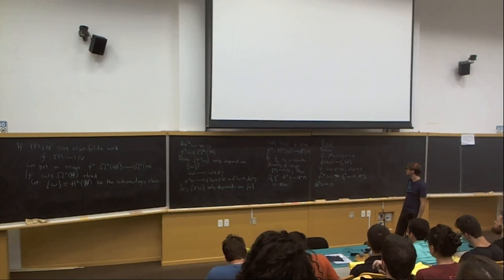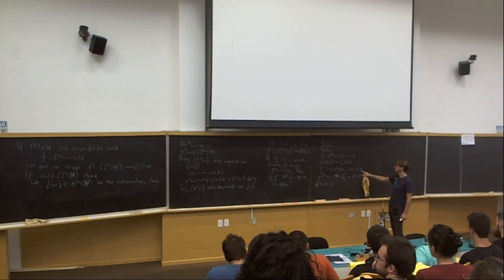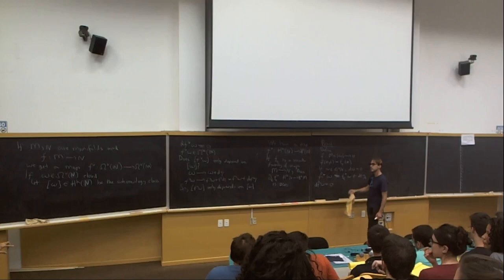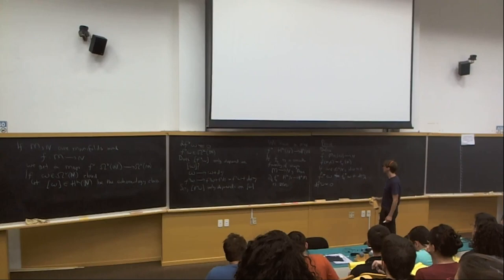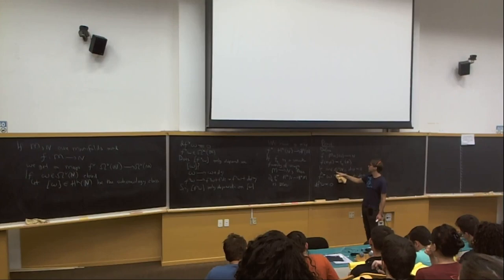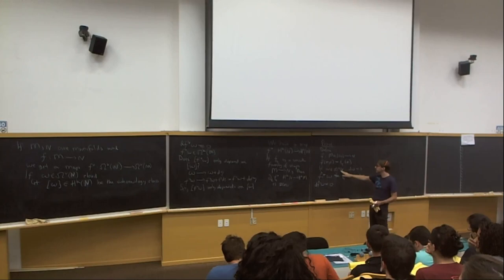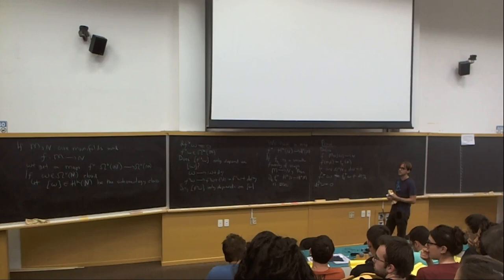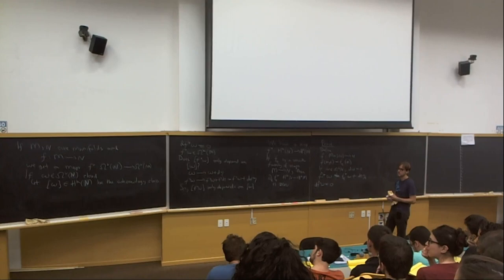Here? This one? This is meant to be a little omega, a form. It's in capital omega k of n. Is that? Yeah. Oh no! I really meant this because I want to. I understood you. Mm-hmm.